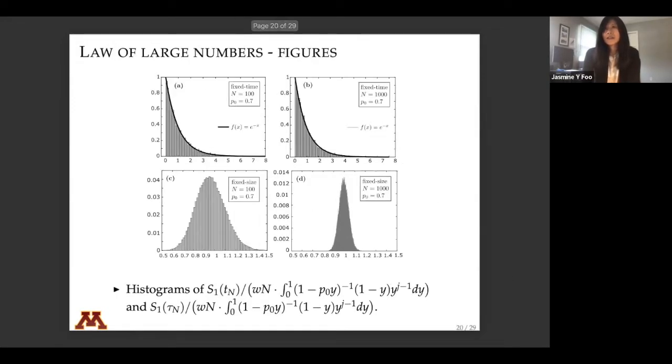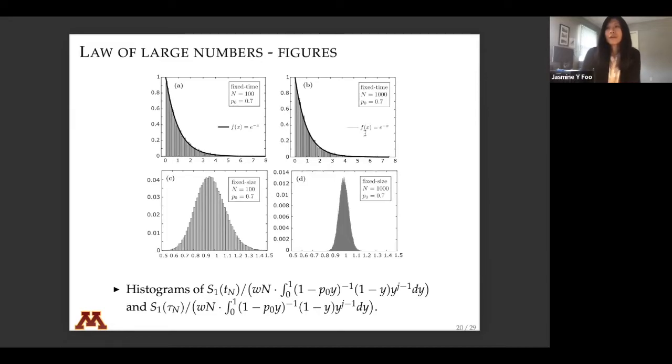Here are some figures demonstrating the law of large numbers at fixed time for n equals 100 and 1000, and then fixed size for n equals 100,000. And here, of course, shown converging to a constant for the fixed size and the random variable for the fixed time.